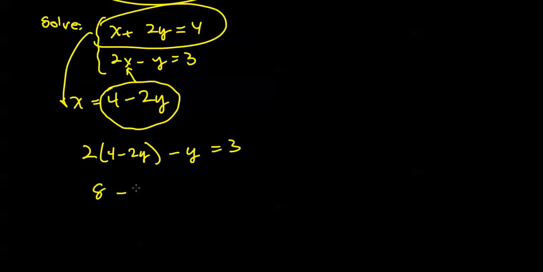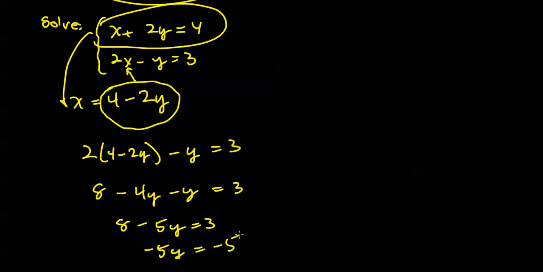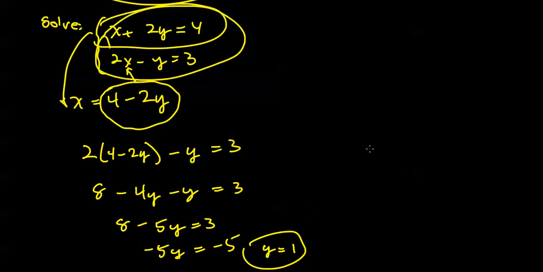8 then minus 4y minus y equals 3. And 8 minus 5y then equals 3. Minus 5y then equals minus 5. And of course, from this equation we get the very simple statement y equals 1. So I know in my solution for this system that y has to be 1.